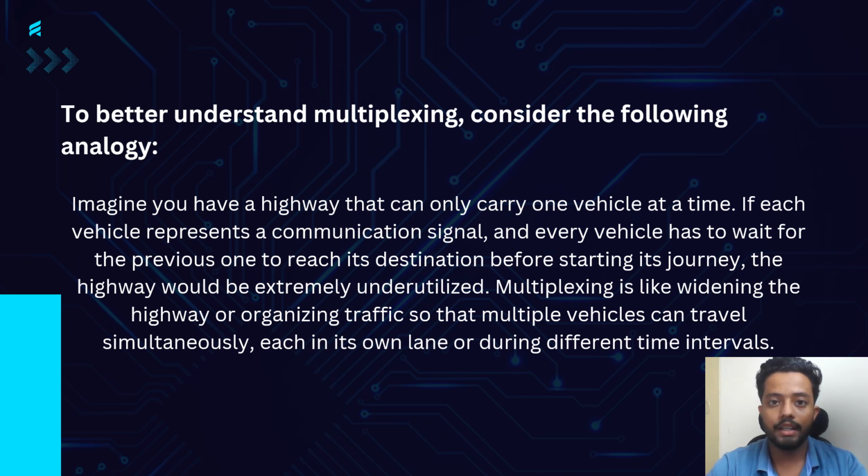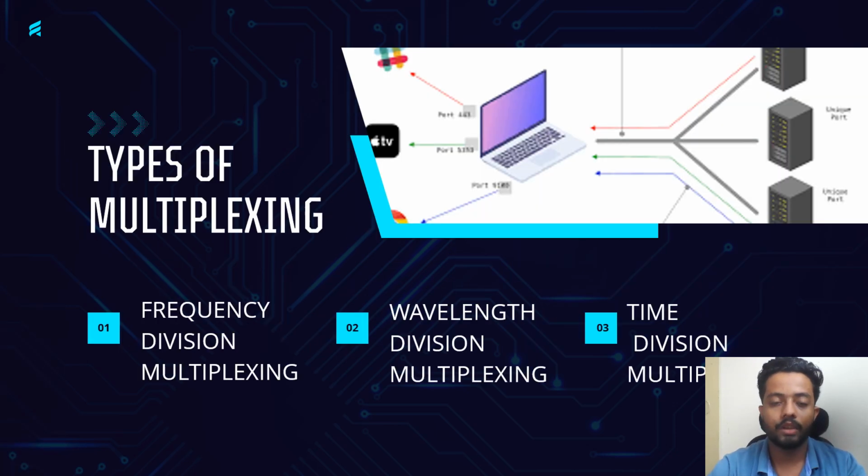To understand this, we can create an analogy. Imagine you have a highway where only one vehicle at a time can go to reach its destination. The highway would be very underutilized and a complicated system. To ease the system, we have created a multiplexer, with which we can widen the highway and allow multiple vehicles to reach their destination according to their time slot.